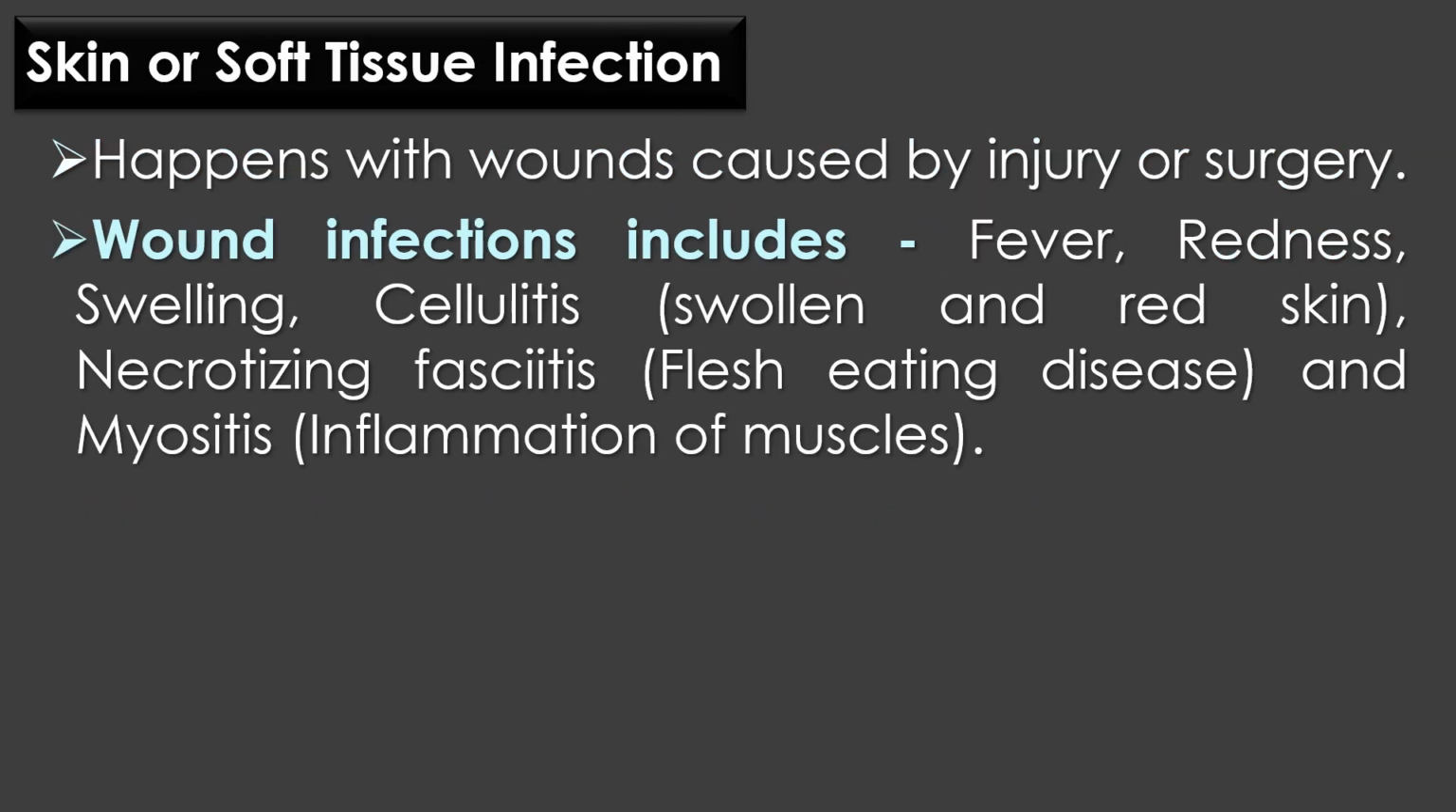The third clinical disease caused by the Klebsiella pneumoniae is a skin or soft tissue infection. If Klebsiella pneumoniae enters through a break in the skin, it can infect the skin or soft tissue. Usually, this skin or soft tissue infection happens with wounds caused by injury or surgery. Klebsiella pneumoniae wound infection includes fever, redness, swelling, cellulitis or swollen and red skin, necrotizing fasciitis or flesh-eating disease, and myositis or inflammation of muscles.